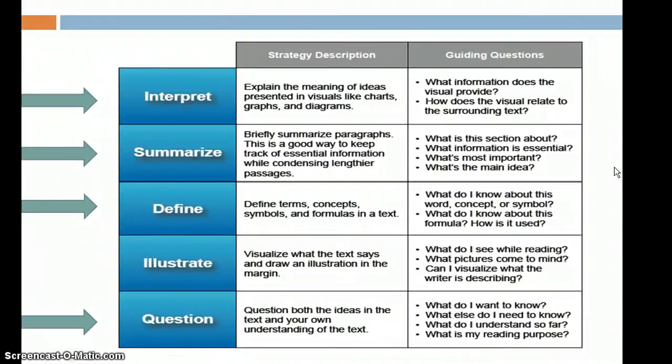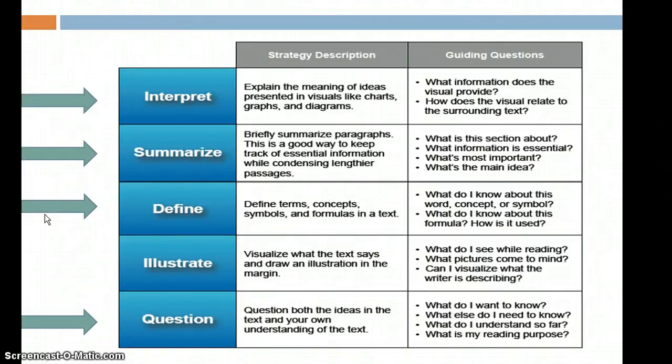And we're going to look at the text from several different ways, from actually 4 different angles. And the first thing you can see is interpret. This is going to be really critical because this allows you to look at the text just from the visuals. So if you're interpreting, you're looking at what information does the visual provide and how does it relate to the rest of the text. Another angle you can look at the text is through summarizing, and that's pretty obvious what we're doing. What's the main idea? What's most important? What is the really essential information?